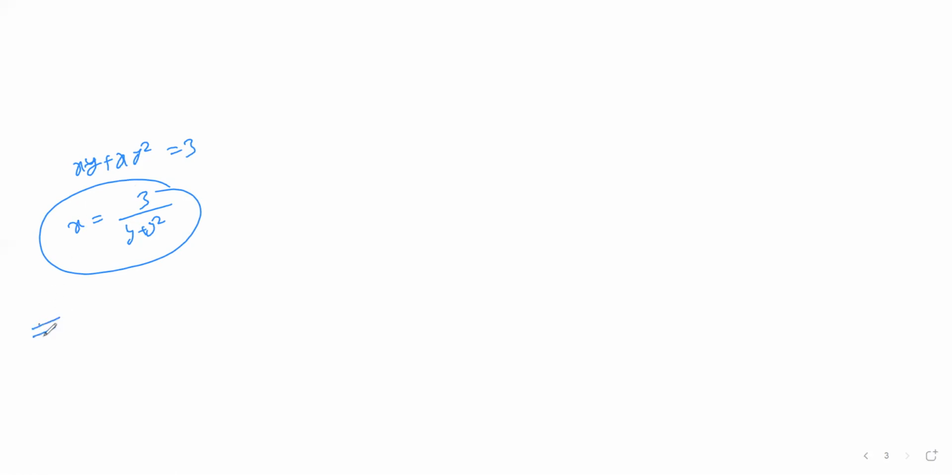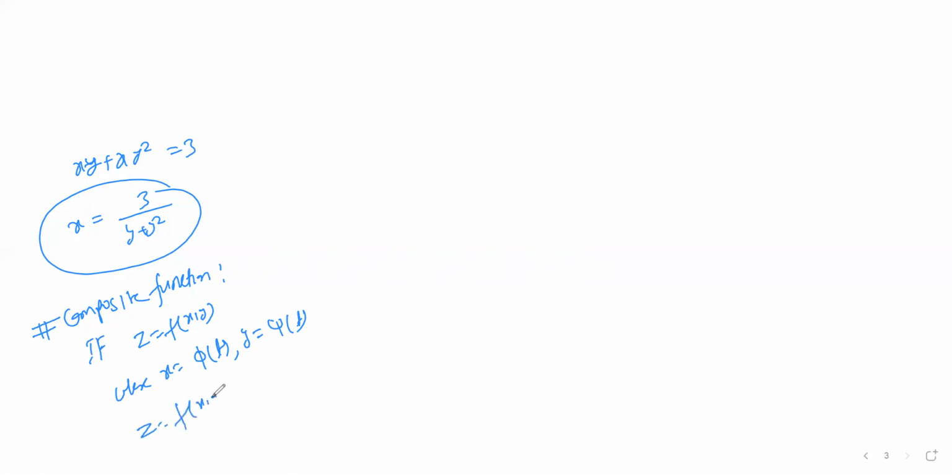Similarly, the next type of function is the composite function. Composite function means, you remember, if z is a function of x comma y, where x is a function of t and y is also a function of t. So from here we can say that if z is a function of x comma y and x comma y is a function of t, then indirectly z will be a function of t. So this type of function is called a composite function.